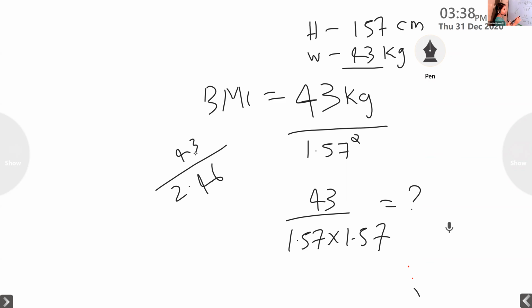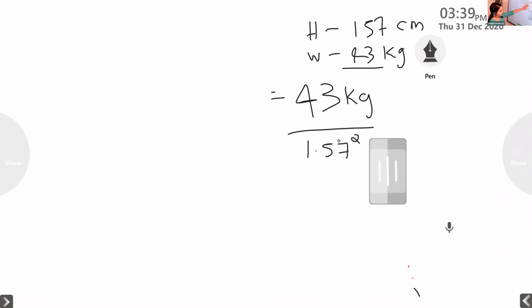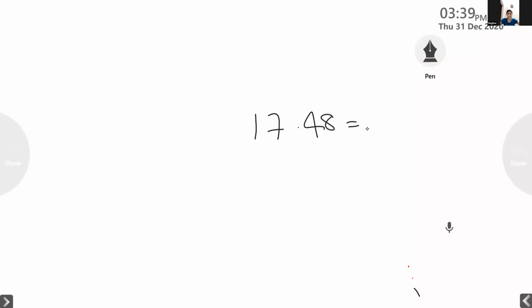So, according to this calculation, Reina, switch on the camera. My BMI is 17.47 or 17.48. Is it clear? So what is my BMI, Reina? 17.48. Okay, this is my BMI.